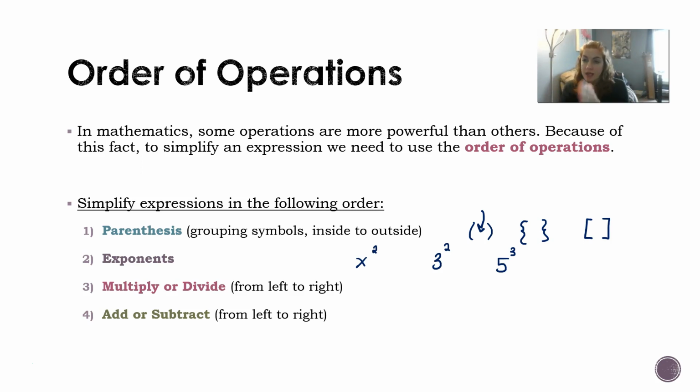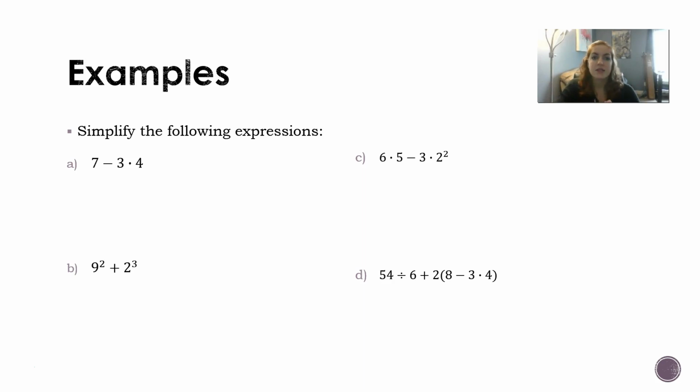We're going to go ahead and use those steps and try to determine how to simplify some expressions. So here I have 4 different expressions, and I call them expressions because they don't have an equal sign. They're just numbers and operations going on right now.